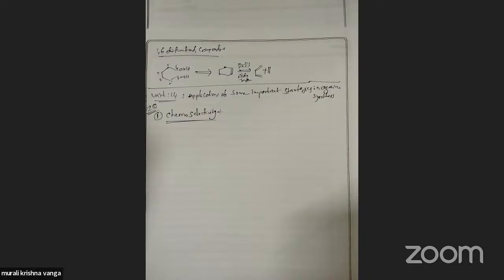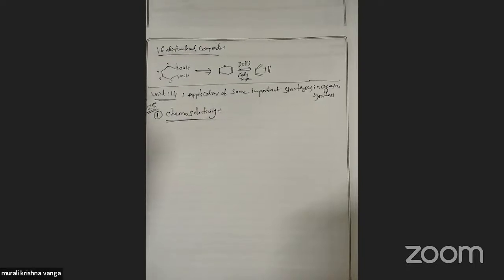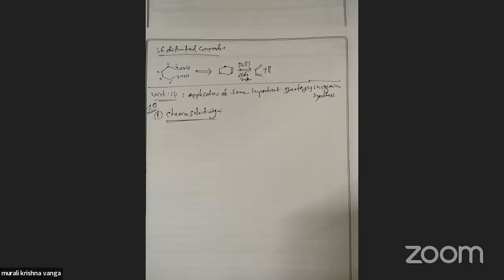Chemoselectivity means: the attacking reagent preferentially reacts with one functional group, leaving the other competitive functional group, is called chemoselectivity.